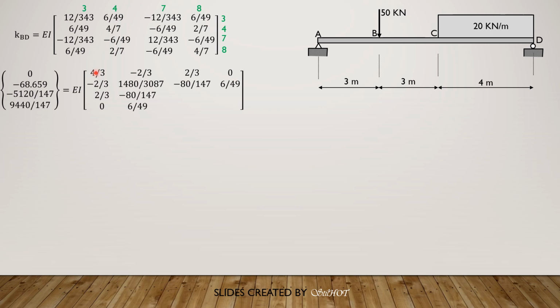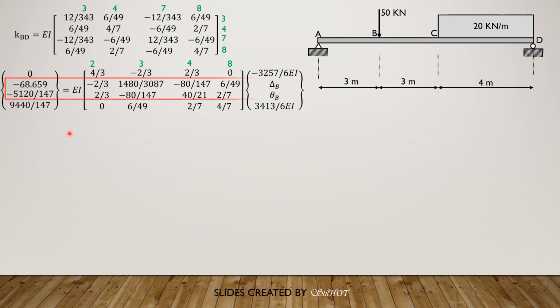So the numbering is 2, 3, 4, 8, and vertically also 2, 3, 4, 8. So we have to consider 2, 2. 2, 2 is 4/3, from the preceding slides. 3, 2 is negative 2/3 in the preceding slides. 4, 2 is 2/3 in the preceding slides, and 8, 2, there's no 8, 2, so 0.